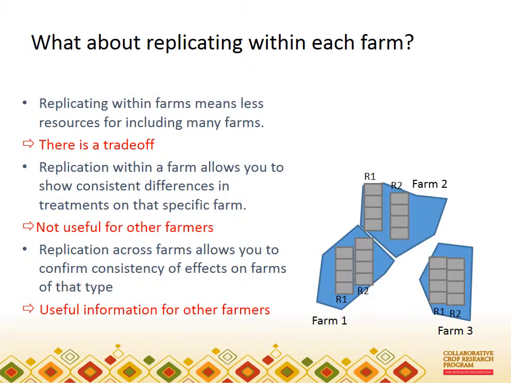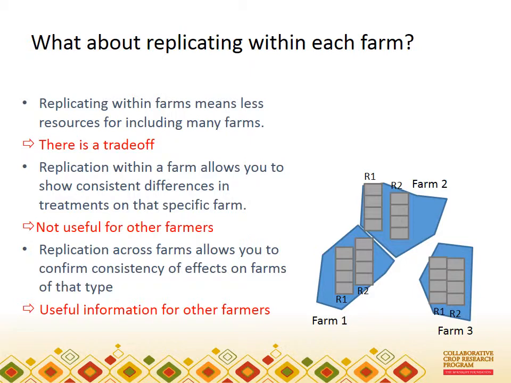What about replication within each farm? In traditional research designs, we often put all replicates next to each other in the same field. Why not do that in on-farm trials, illustrated here with 2 replicates per farm? There's nothing wrong with that design. You will indeed get a more precise estimate of treatment effects from those farms than if you had just one replicate on each farm. But there's a trade-off to make.